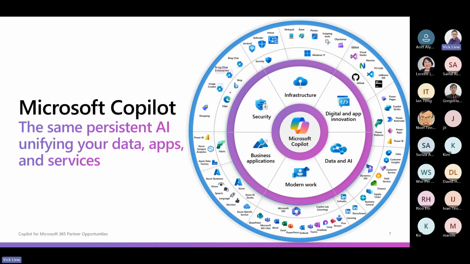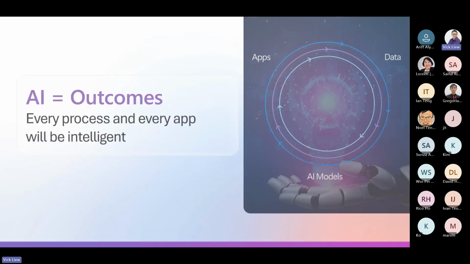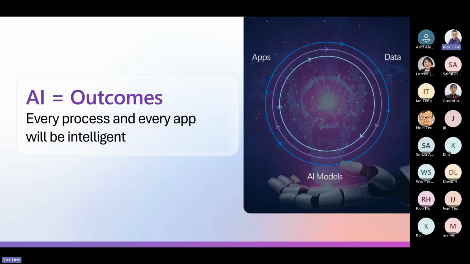So all this actually is a persistent generative AI per se to unify your data, your application, and your services, and to make it more efficient, creating more value for you. And what does that mean? Because the goal is to make sure AI generates outcomes for everyone in every process, in every app, intelligently.